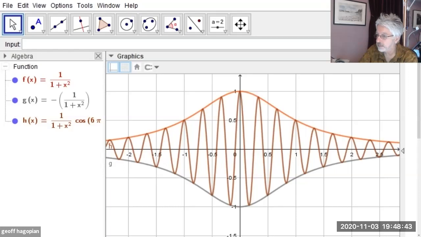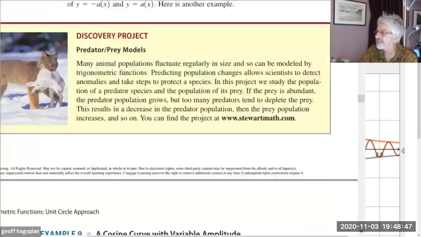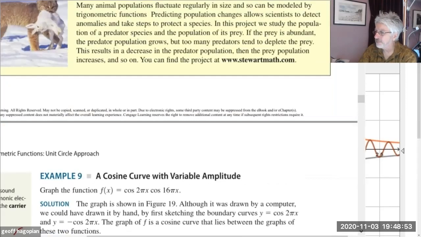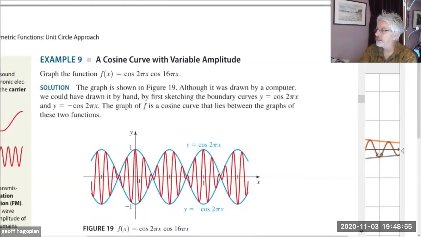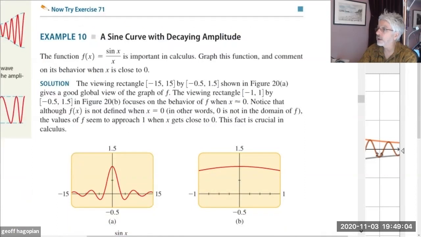Okay. So what other goodies do they have for us here? Little discovery project with predator prey models. Yeah, we should maybe do one of those, right? I'll think about setting something for you to do. Cosine curve with variable amplitude, right? So that's just what we were talking about, right? Sine curve with decaying amplitude. Okay.